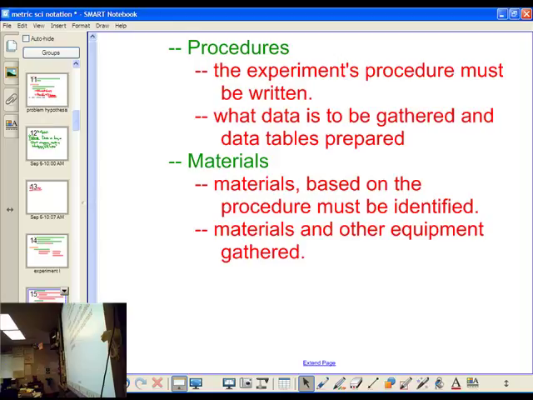I mean, you'll have a procedure sheet and things like that. Materials. Well, the materials are based on what the procedure identifies. You know, how many beakers, how many computers, what programs you need for your computers, things like that. And materials and other equipment, you're going to need to gather it up. I gave you a nice little box that has your materials, right? You had to gather your materials to go back to your seats.